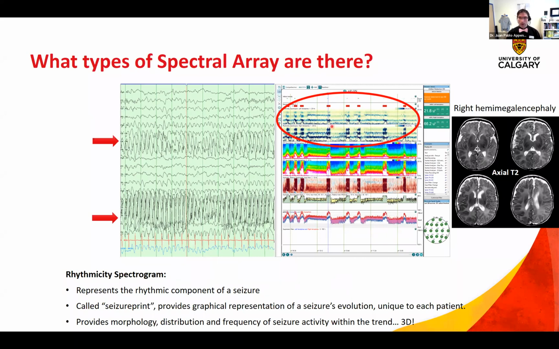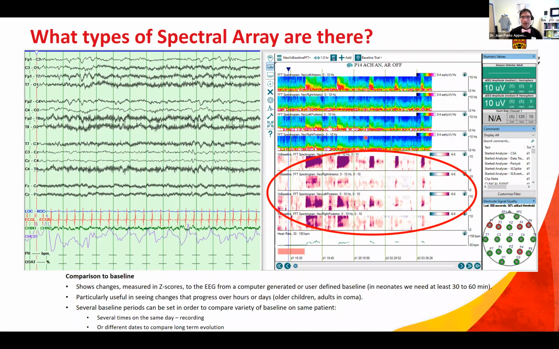And they were quite rhythmic at about 12 hertz frequency. And if you count this oscillation with a spike, it's around 12 hertz, because it's 6 but doubled because of the spike and slow wave. So that's that. And then a new tool we have available is the baseline, where you also set up a certain amount of baseline. In newborns, you need at least 30 to 60 minutes in order to capture a full cycle of awake and sleep.